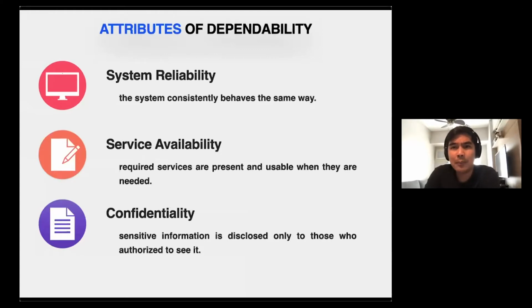When we talk about dependability, pumapasok dyan yung mga concepts on the attributes of dependability. Pag sinabi nating attributes of dependability, we are asking how can we say that a system is dependable? Paano ba natin maaasahan?